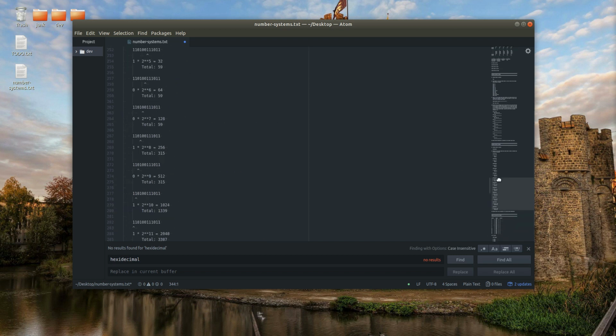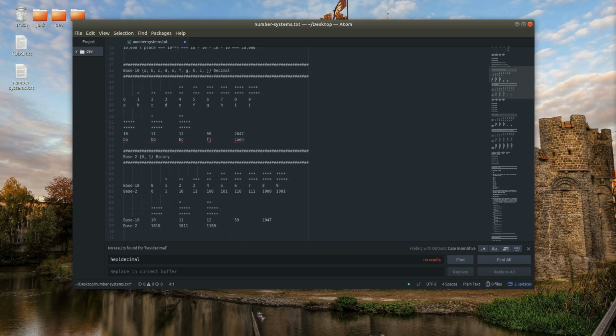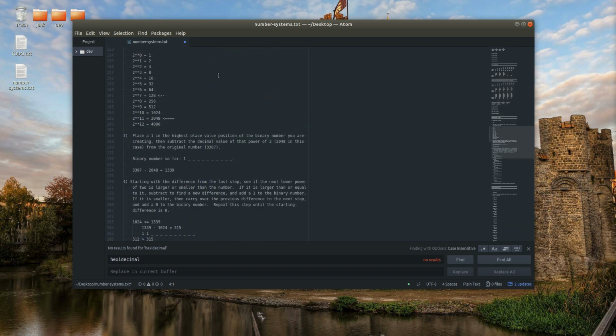Okay, so this is a basic recap of number systems: base 10, binary, and hexadecimal. There's octal also, which is the same as any of the others, except there are only 8 numbers. So that should be a good recap for you on the number systems.